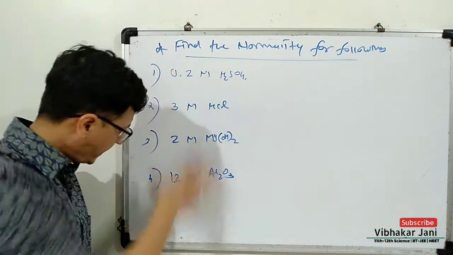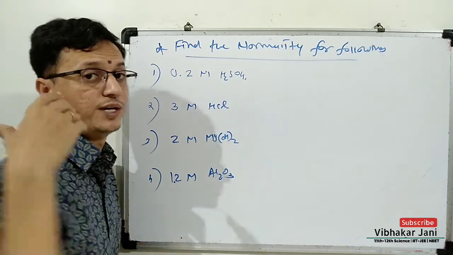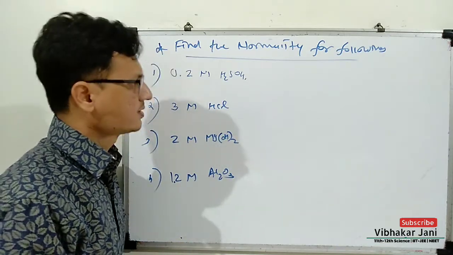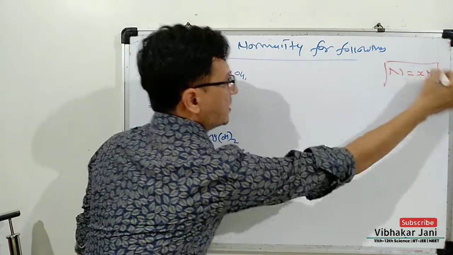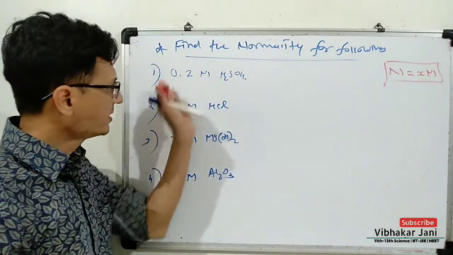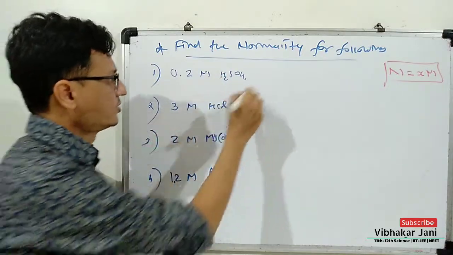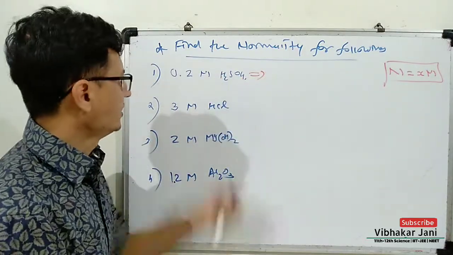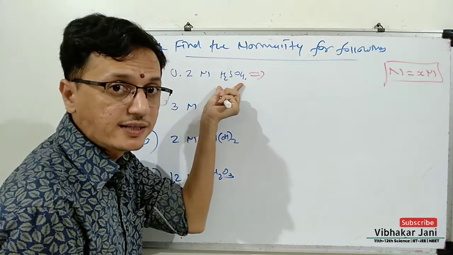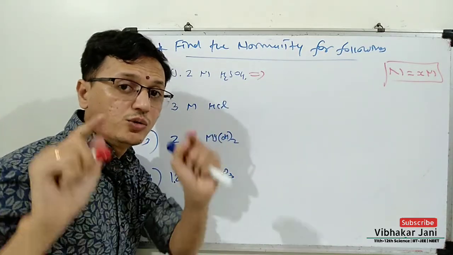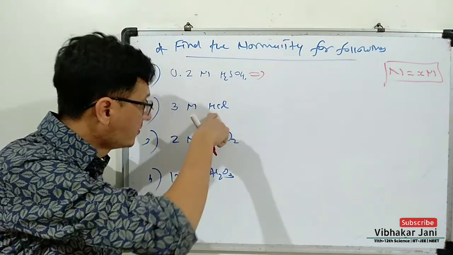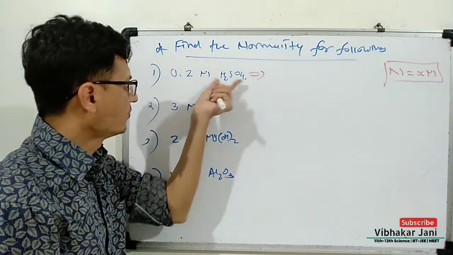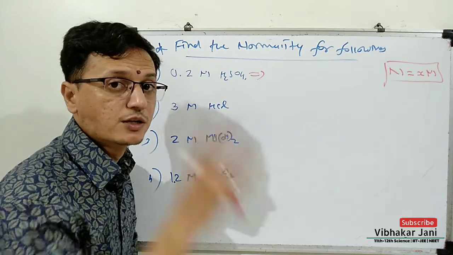Okay, so here molarities are given and we are asked to find normality. So you have a simple relation, N is equal to XM. By using this formula, you can predict the value of normality for all these solutions. So here the solution is of sulfuric acid. All you have to do is find out the value of X for different substances. Now for sulfuric acid, the value of X is 2.